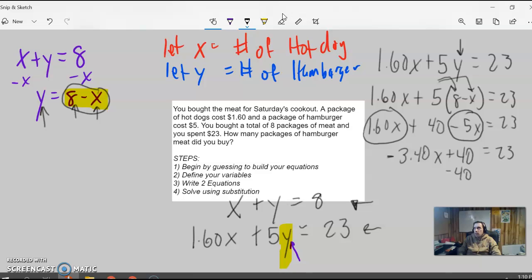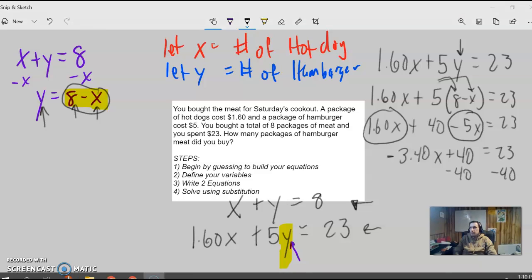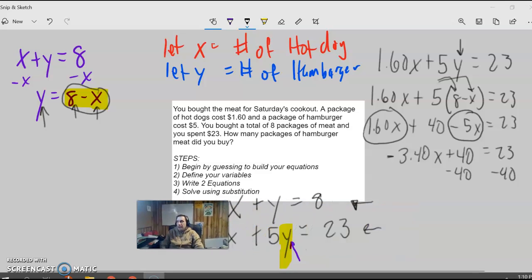I'm going to subtract 40 from both sides. 23 minus 40, another negative number, negative 17. And I get negative 3.40x equals negative 17. I'm going to divide both sides by negative 3.40, right? Negative 3.40. And maybe you can see that 34 is twice 17, but it's a decimal, right?